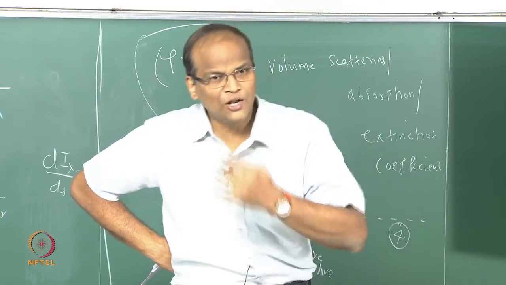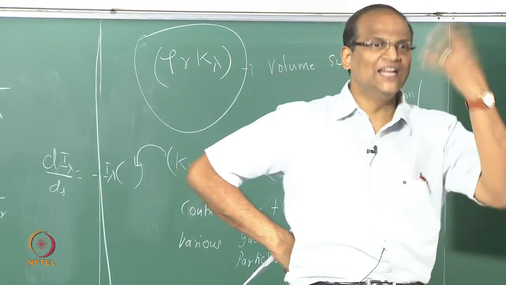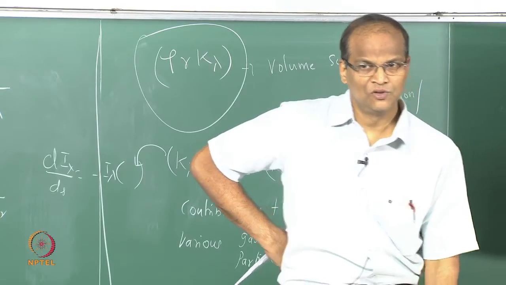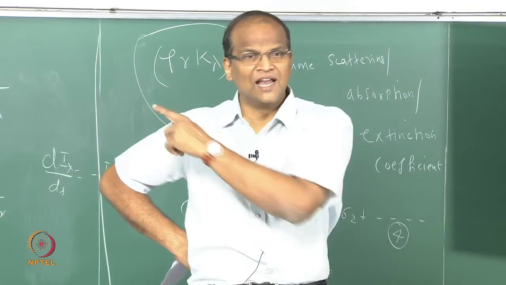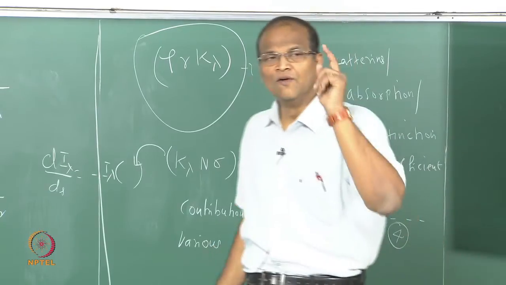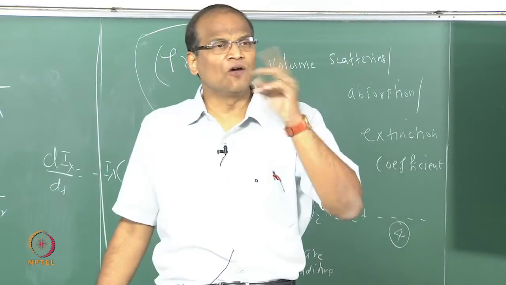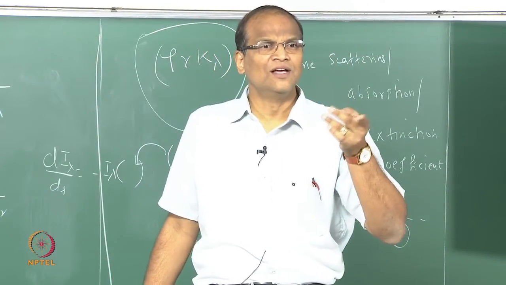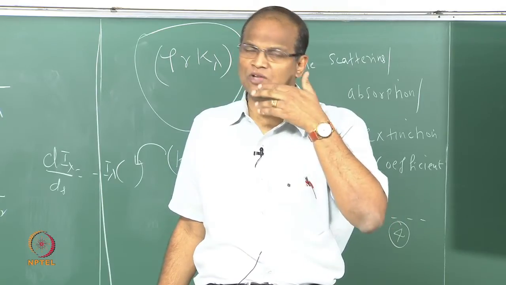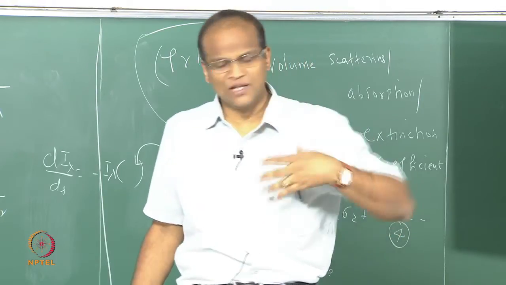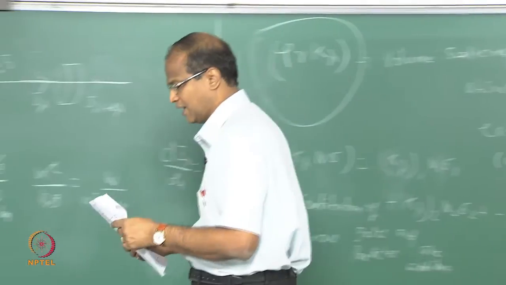What are those things which reduce the I lambda? Emission will increase the I lambda. So, it will be an additive term. Instead of minus I lambda kappa lambda, there will be one more additive term. Kirchhoff's law will come. You know Kirchhoff's law? Kirchhoff's law connects emissivity and absorptivity. That I will come to in the next class, not now.